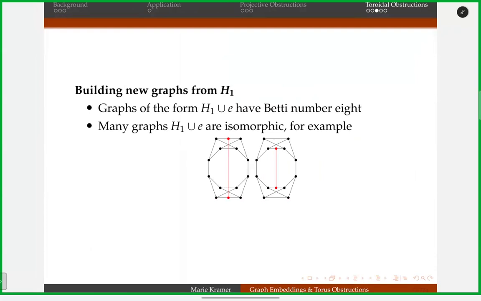The problem is that many of these graphs that we build in this way are going to be isomorphic. So for example, this graph and this graph, where the black graph is our graph H1, and then the red edge and the red vertices are the newly added things. These two graphs are isomorphic, right? You can just think about switching things around here and down here to see that relatively quickly. And we don't want to be listing a bunch of isomorphic graphs and then deal with all of those.